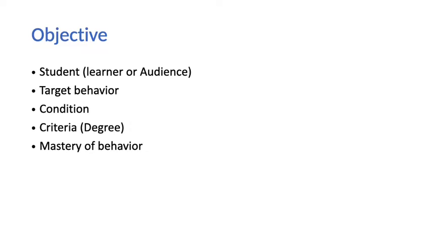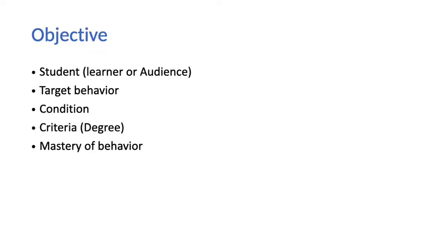Now objective. Under the goal area, you develop a goal. Goal is usually an annual goal, and then under the goal, you are going to develop several different objectives. And for each objective, you must include these 5 elements because objective is a teaching objective. So you are going to teach this behavior you set, and you are going to measure students' progress on this objective. So you must be clear and make it observable and measurable. In your objective, you must include these 5 elements: student, target behavior, condition, criteria, mastery of behavior.